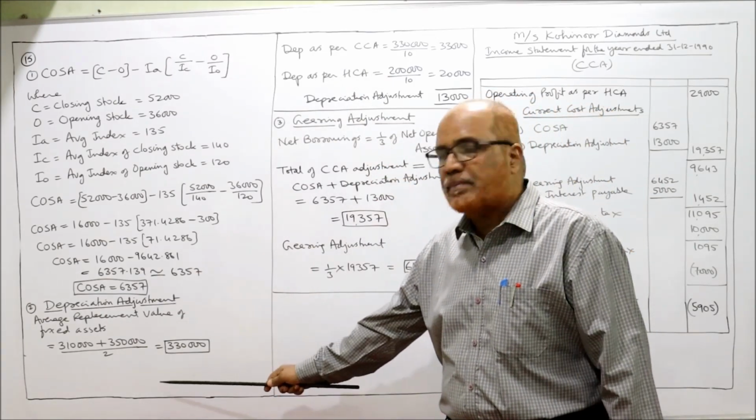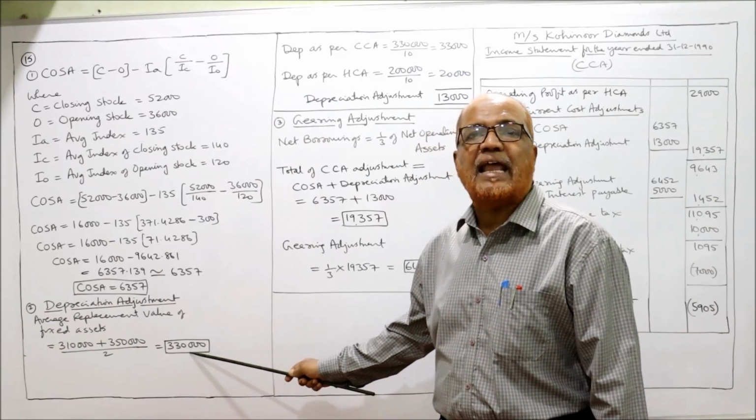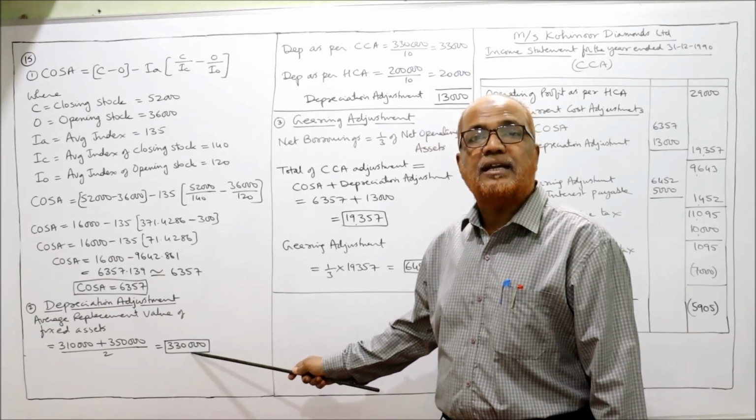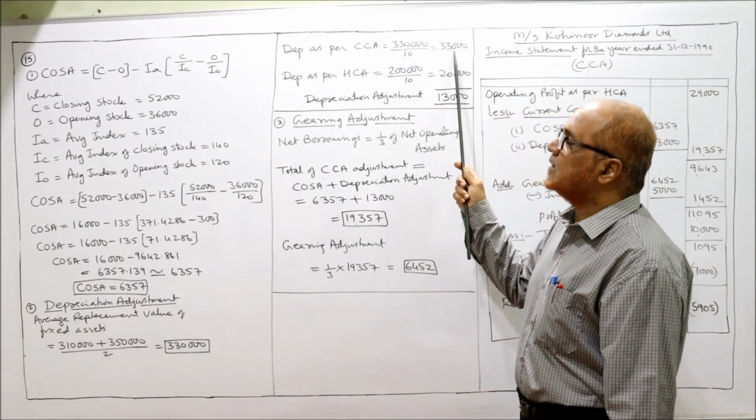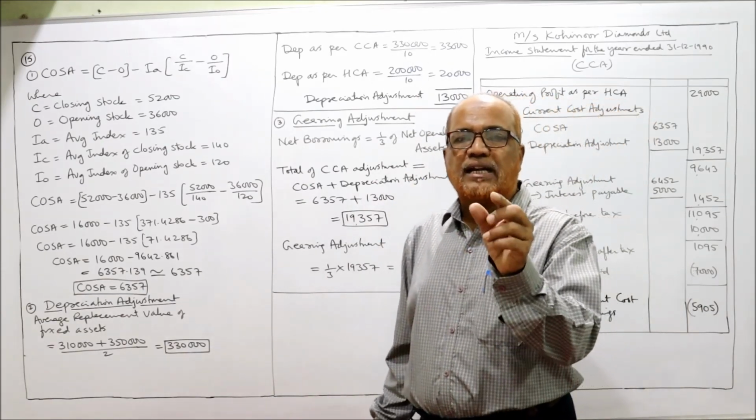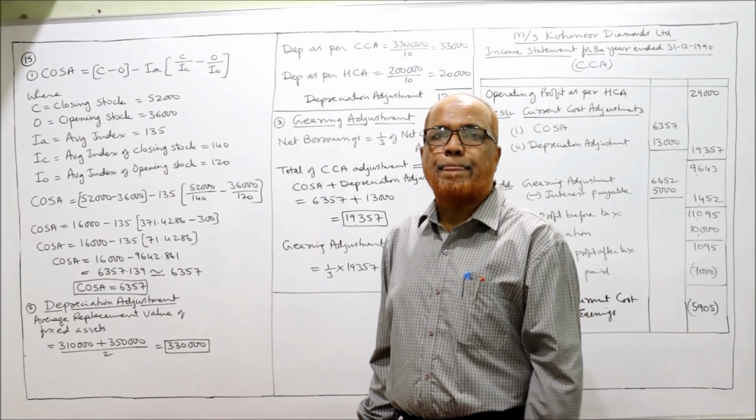So what is the average replacement cost? 3,30,000. What is the life of the asset? 10 years. So 3,30,000 divided by 10 comes to 33,000. So 33,000 is the depreciation as per CCA.